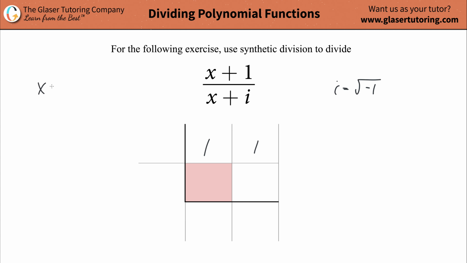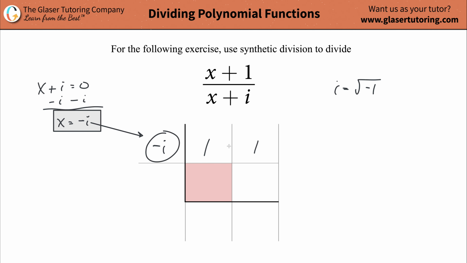Now focus on your denominator, or aka the divisor. You're going to take it, whatever it is, set it equal to 0, and solve that for x. The reason why you're going to do that is because that's going to help you find the value you're going to plug in outside of your synthetic division table. I don't care if it's i, negative i, x, a, b, c, some Greek alpha. It doesn't really make a difference, all right? That's what you're going to plug in here.